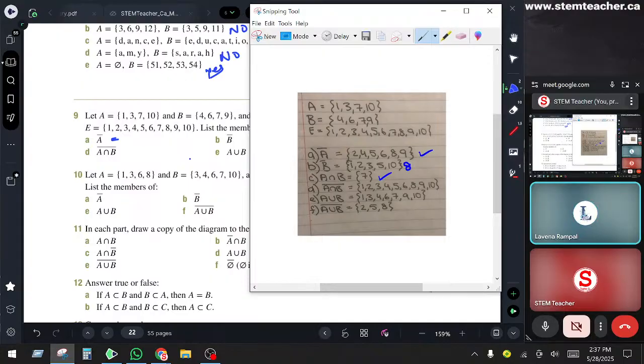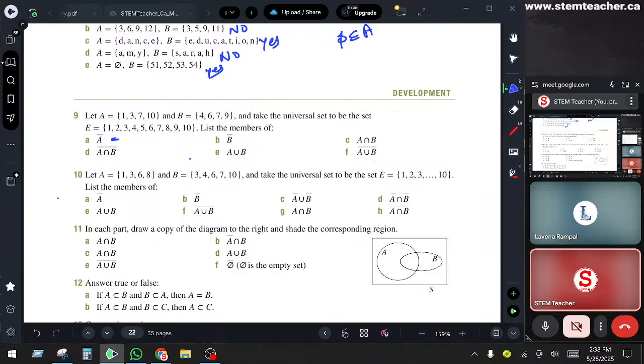A intersection B complement is 7, right. A union B, two numbers to be mixed, 2 and 8. A union B complement means 2, 5, 8, 3 and the missing ones. Okay, that is okay. 7, 2 and 8, 9, 1 is okay.